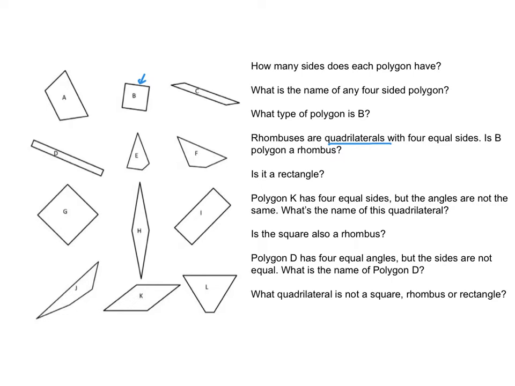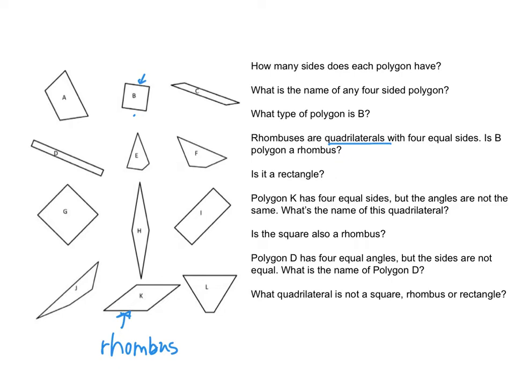Is this polygon a rhombus? It's a square, right? Is it a rectangle? B? No. Polygon K has 4 equal sides, but the angles are not the same. So what's the name of this quadrilateral? So K, right here, is a rhombus.